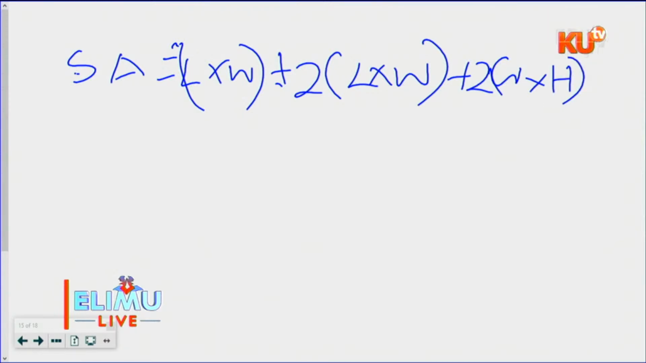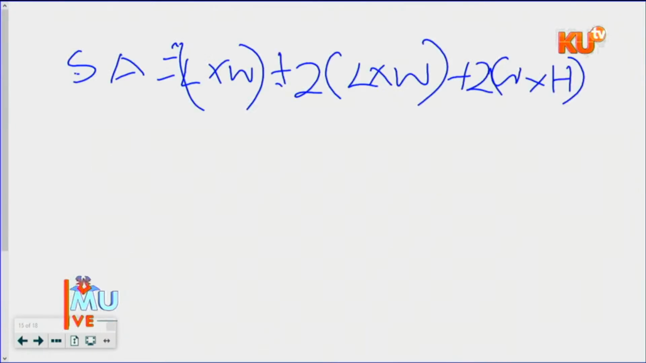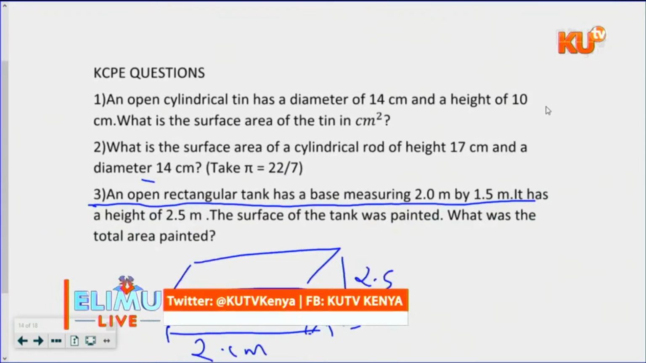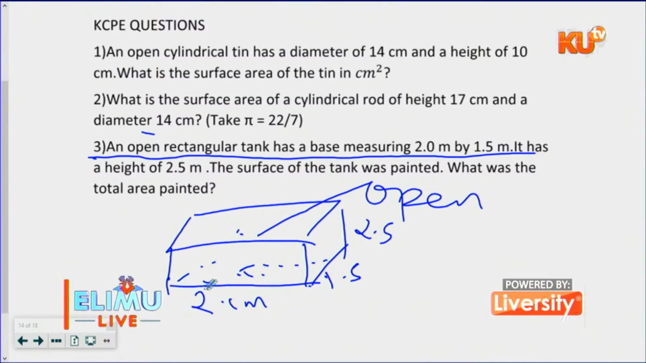So we come to our measurements here. Since the top is not there, this part here is open. We come to this one here, this bottom part, so this is what we are going to work out. The length is 2, the width is 1.5.